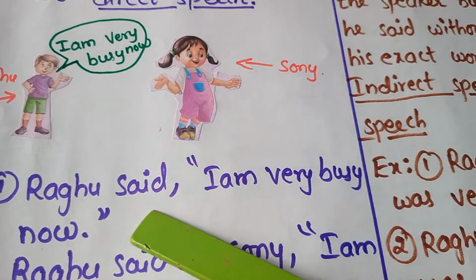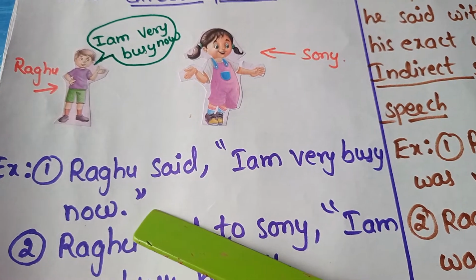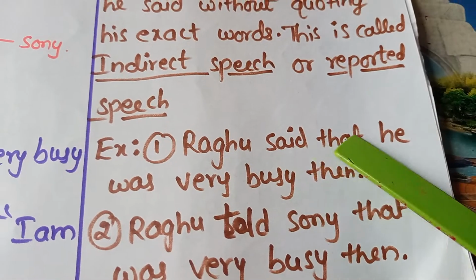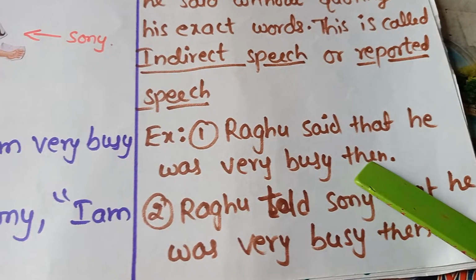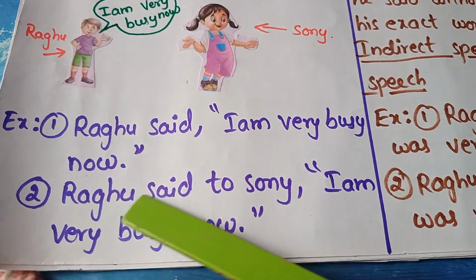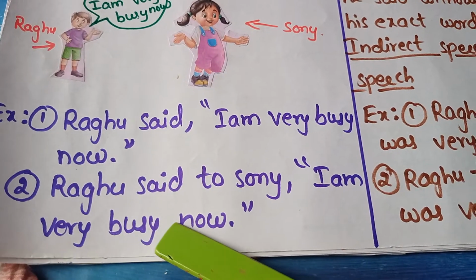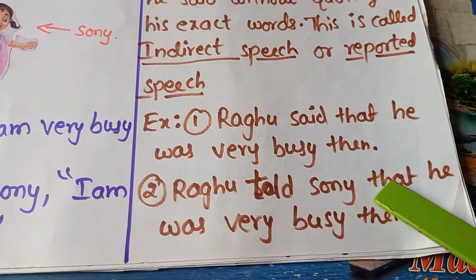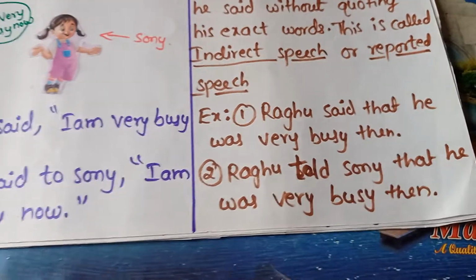Raghu said, "I am very busy now." In direct speech becomes, in indirect speech, Raghu said that he was very busy then. Second model: Raghu said to Sony, "I am very busy now." It becomes in indirect speech, Raghu said to Sony that he was very busy then.